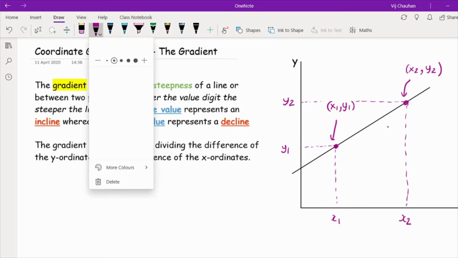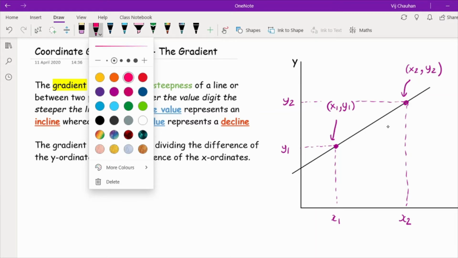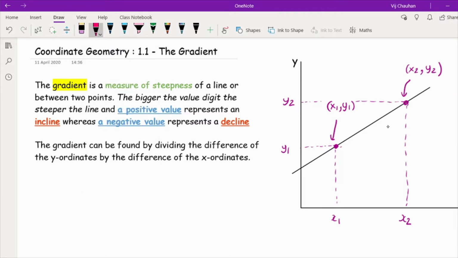So if I then go back and draw my triangle from those said points, now the height of this triangle is going to be the difference between the two y-ordinates, so this is going to be y2 minus y1, and this distance here, the base of the triangle, is going to be the difference between the x-ordinates, that's going to be x2 minus x1.